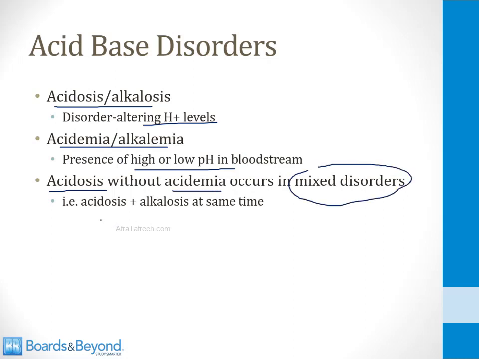So for example, if an acidosis disorder and an alkalosis disorder were occurring at the same time. So usually when we're talking about acid-base balance, an acidemia means an acidosis is present, but there are some exceptions. And that's why I've gone through this terminology on the slide here.